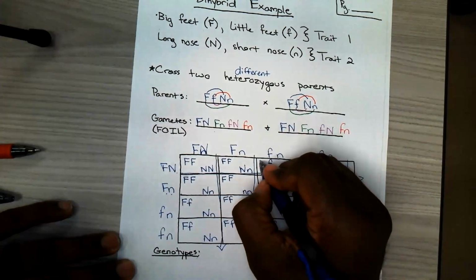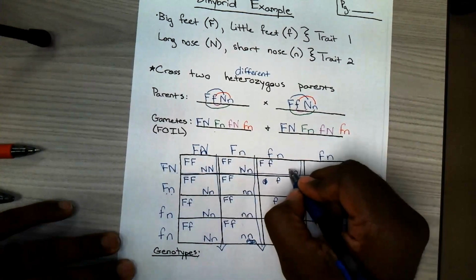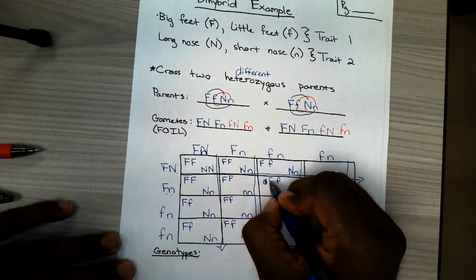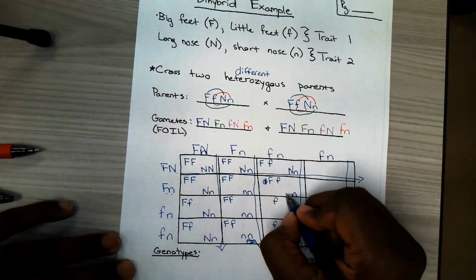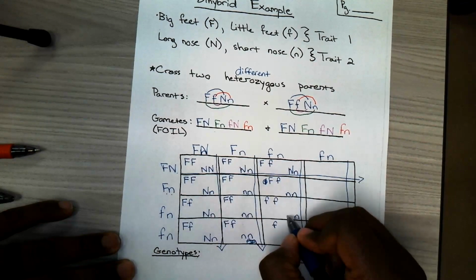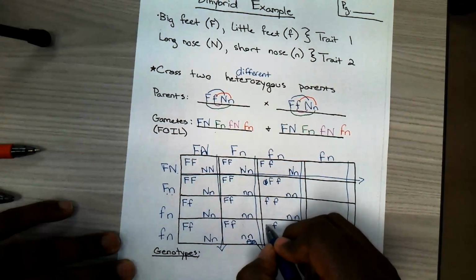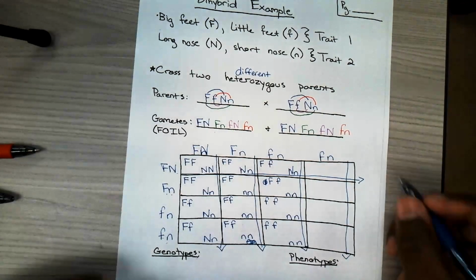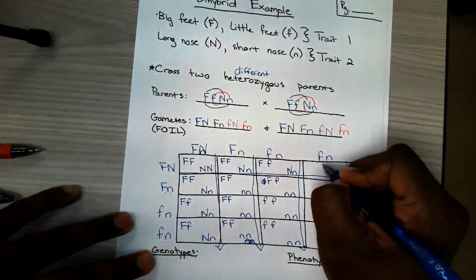Here we go. Big F, big N. Coming across, big F, little n. Little f, little n, and then little f, little n. Boom, we're almost done. Next, same thing here.